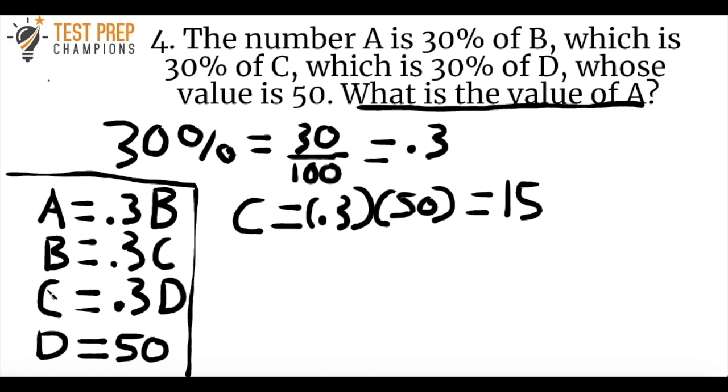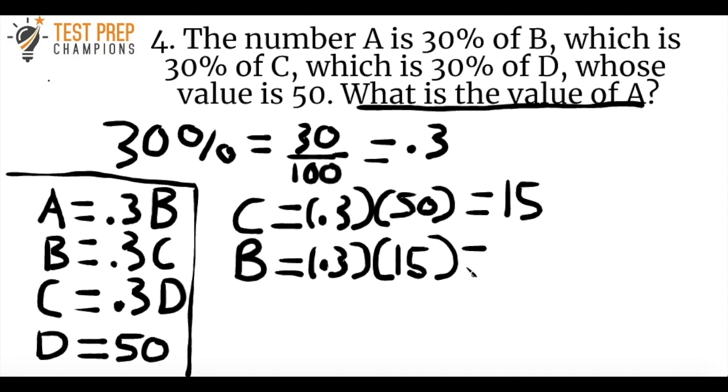Now that we know what C is, we can get B, because B is equal to 0.3 times C. So to get B, we have B is equal to 0.3 times what? Well, times C, which we know is 15. Again, you'll just run that in your calculator, and you'll see that the answer is 4.5.